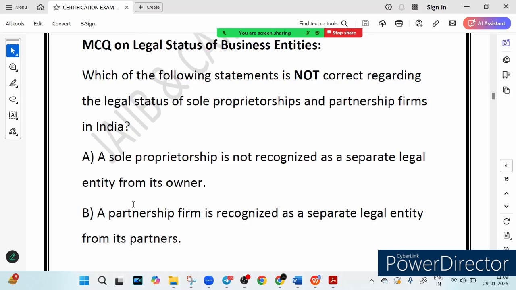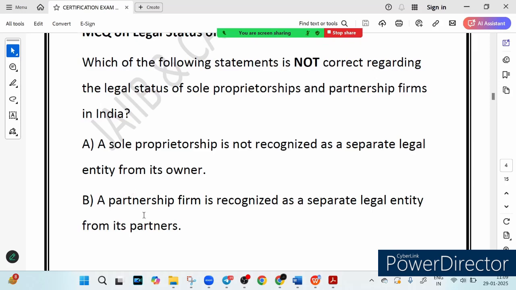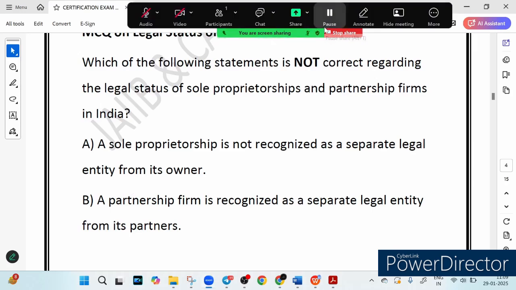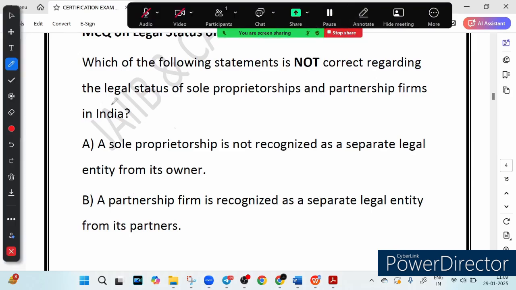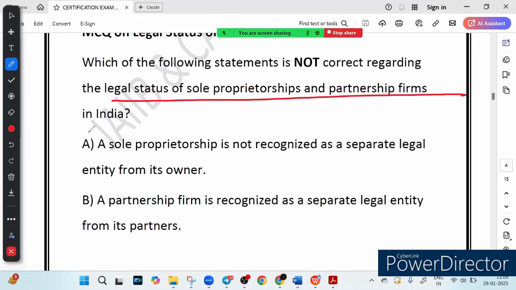Now let's see the next question. The question is regarding the legal status of a business entity. Very good question it is. Let's see, which of the following statements is not correct regarding the legal status of proprietorship and partnership firm. So basically it is regarding the legal status of the sole proprietorship and partnership firm in India.